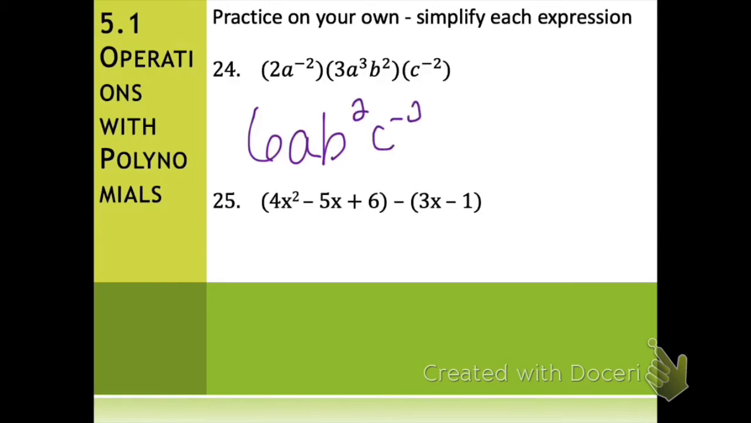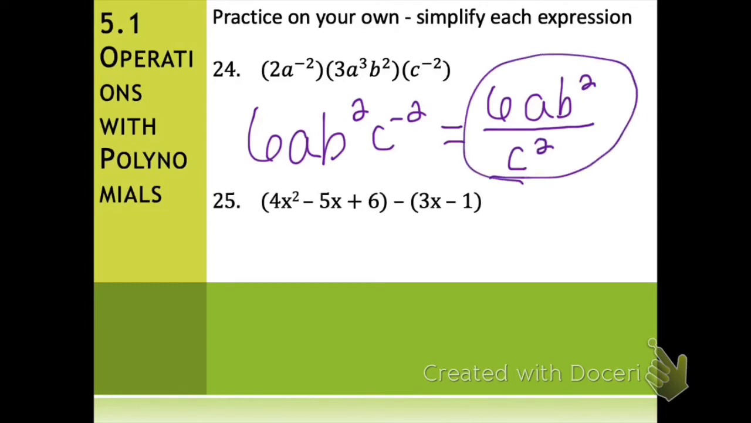And c to the negative 2. Now the issue with this right now is that I have a negative exponent on that c. What you can do to fix it, which you have to fix it in order for it to be simplified, you need to rewrite it. So the 6ab squared stays on top, and we just drop the c squared to the bottom to take care of that negative exponent. Boom, there's my final answer.